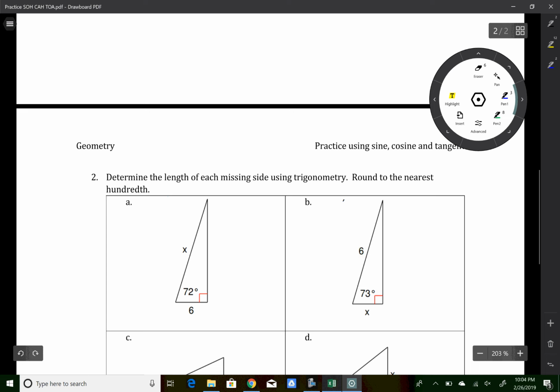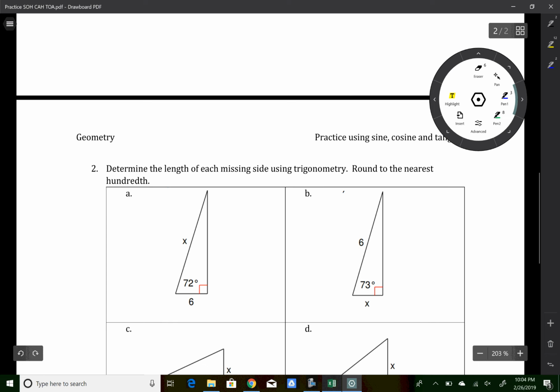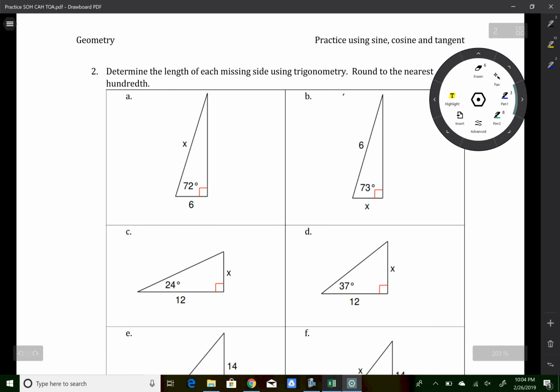All right, moving right along. Let's find some missing sides. Notice this says nearest hundredth, so that's 2 decimal places. We always are going to be given an angle. So here's my given angle, 72. Here's the adjacent side, and we want the hypotenuse side, so it's going to be a cosine ratio. So I'd say the cosine of 72 is equal to the adjacent side, which is 6, over x. Multiply both sides by whatever the denominator of the ratio is, even if it's a variable.